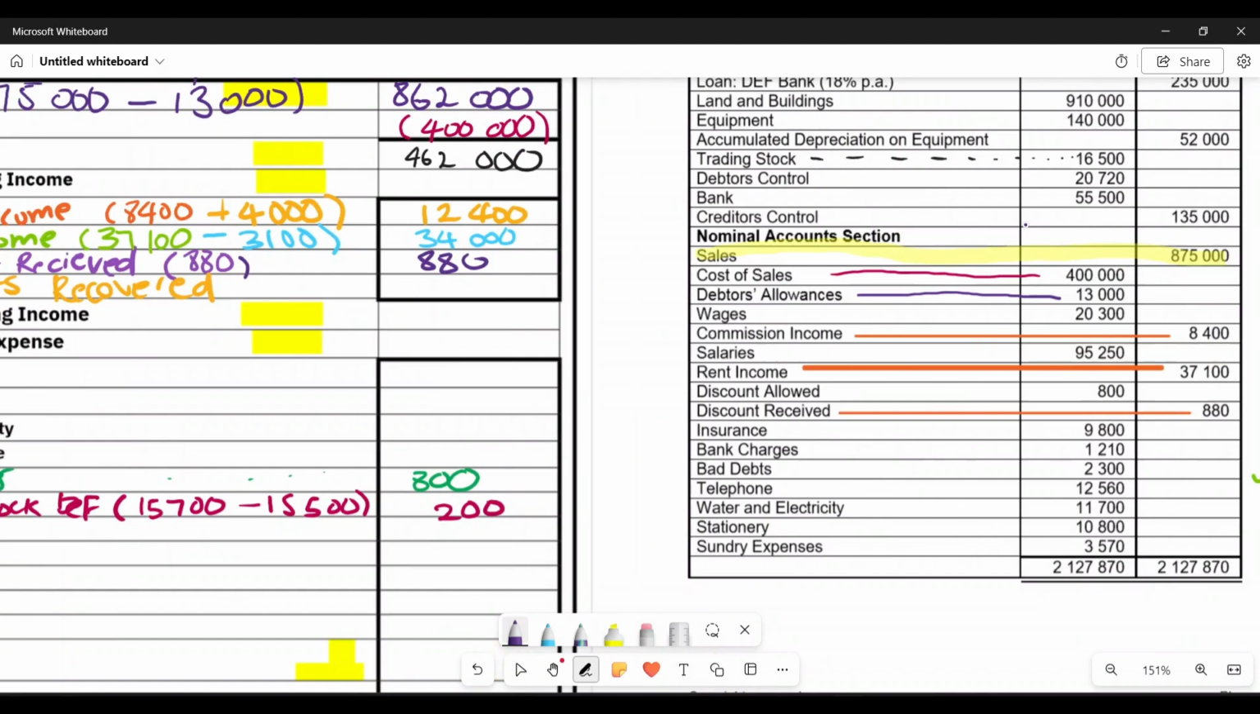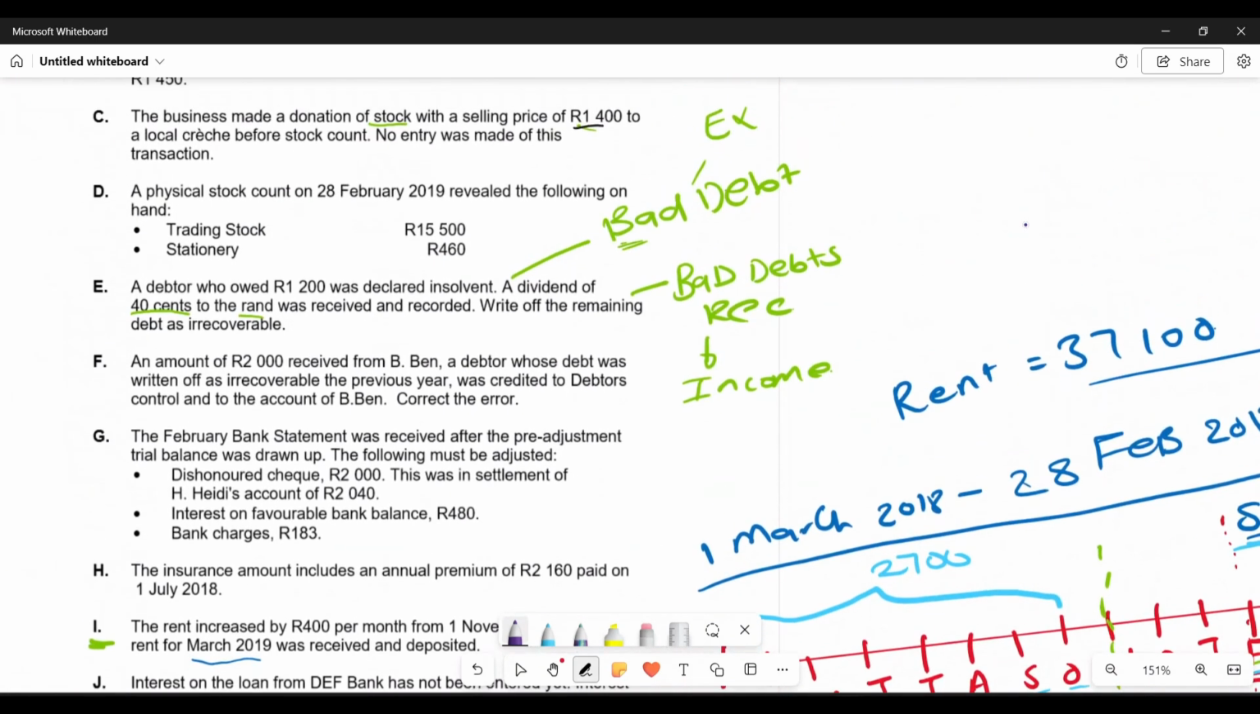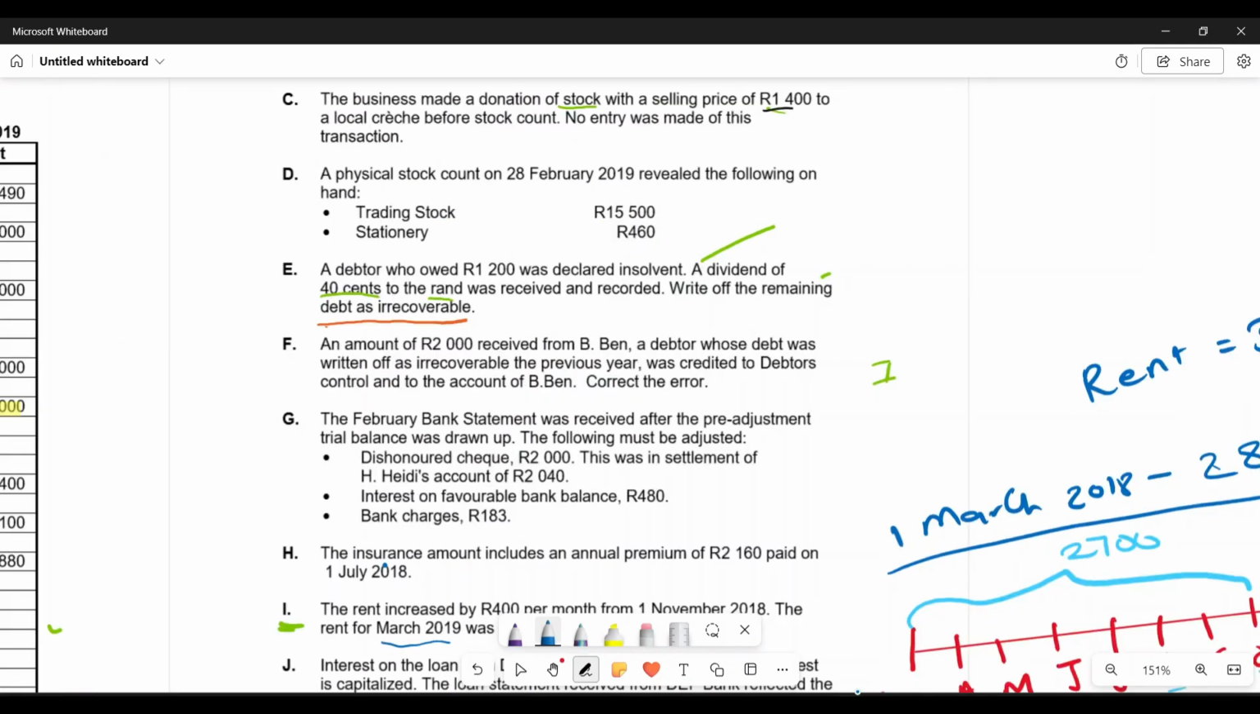Now let me calculate my bad debts that I recovered, right? So now the transaction which relates to my bad debt recovered is this transaction F. Here they're telling us that an amount of 2,000 was received from BPEN, a debtor whose debt was written off as irrecoverable the previous year. It was credited to debtors control to the account of BPEN, correct the error. So what is it that they're telling us here? This amount was received from BPEN, right? And this person was written off as irrecoverable in those previous years.